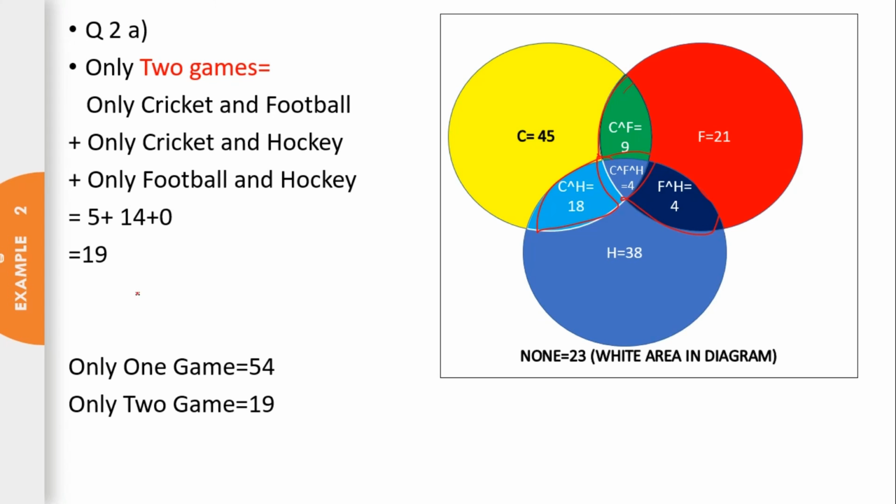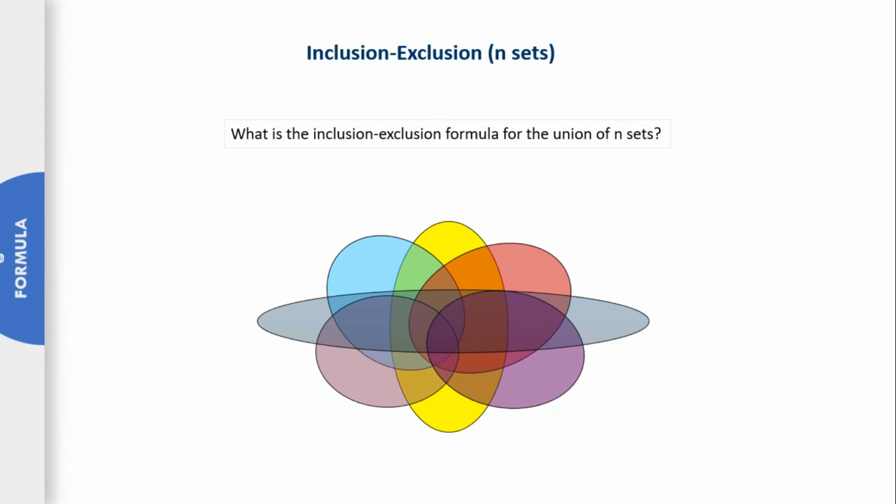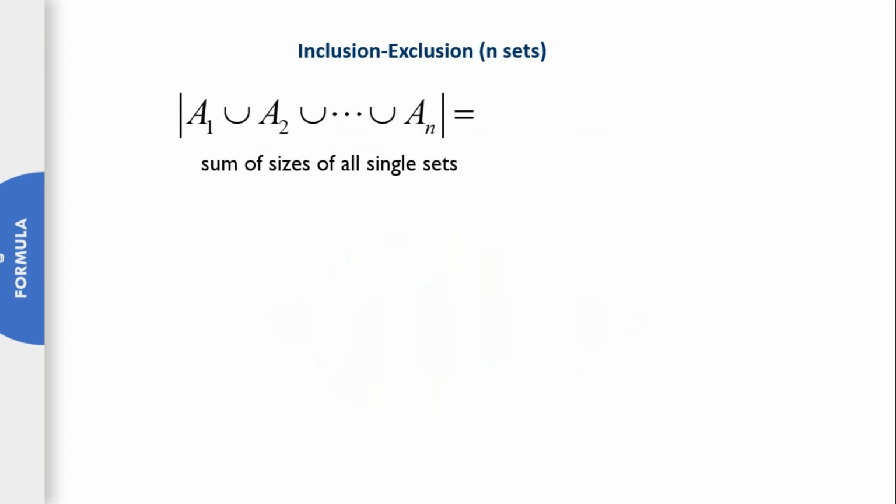So in total we are getting that there are only 54 sportsmen who are playing only one game and 19 sportsmen who are playing two games. In the same way, we can go for summarization of the whole formula. If you have the summation of all of these sets, we just have to find how many are playing A, B, C, D and so on. Means if you have the union of n sets, then how will we go for calculation of this formula.